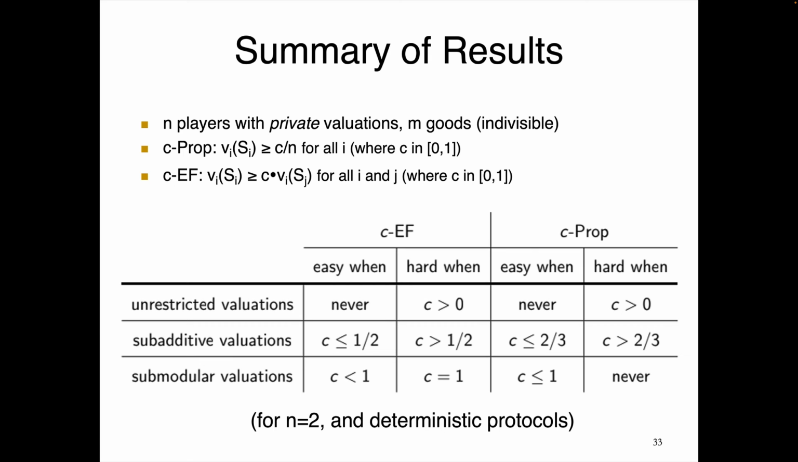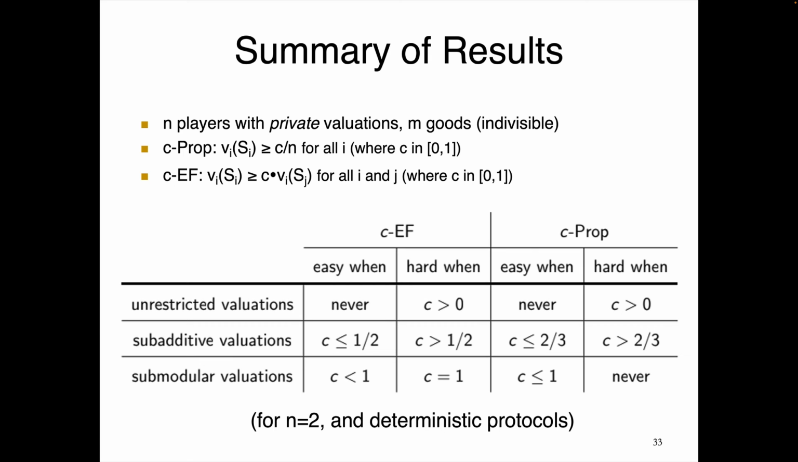2 players, deterministic protocols. All right, so what's true? For unrestricted valuations, not much is true, so let's ignore that. Additive gets pretty funky. For proportionality, it turns out if C is 2/3 or less, there's a polynomial communication protocol, deterministic. If C is bigger than 2/3, there's not. With envy-freeness, so additive valuations, the magic threshold is 1/2. It's easy if C is 1/2 or less, hard if it's bigger than 1/2.